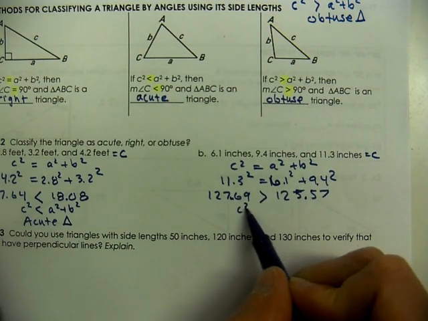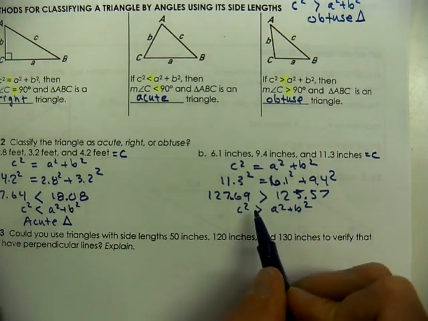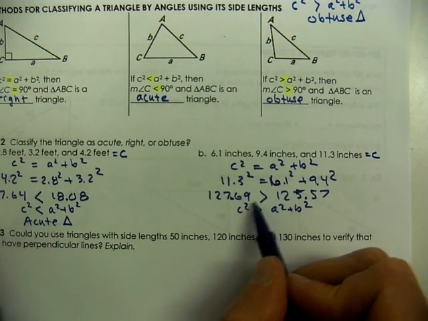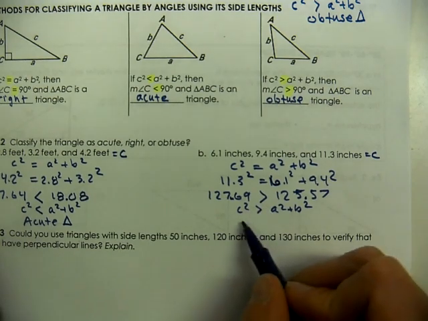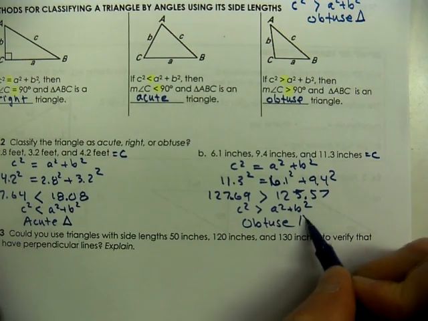That means our c squared is greater than our a squared plus b squared, and therefore my angle on the triangle is bigger than a right angle. So we have an obtuse angle. Therefore, we have an obtuse triangle.